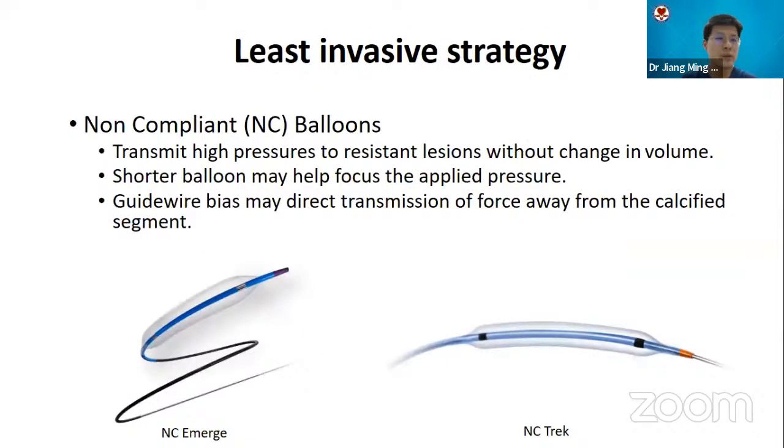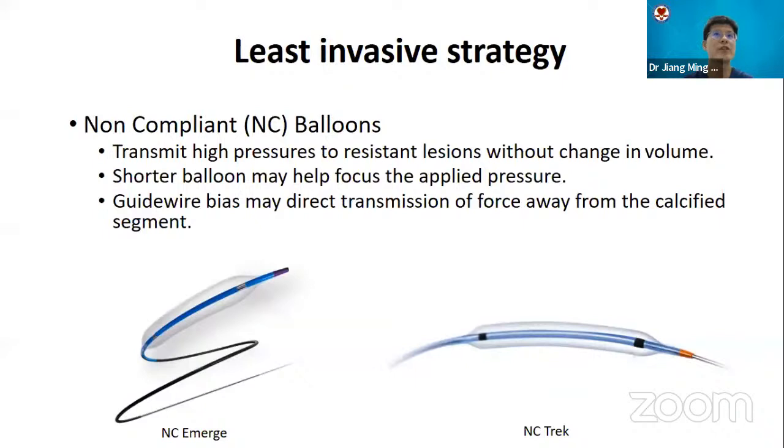Now, in a similar approach to crossing uncrossable lesions, a stepwise approach to lesion modification should be utilized, beginning with the least invasive strategy. Non-compliant balloons allow a transmission of high pressure to resistant lesions without a change in volume, thereby forcing the pressure within the lesion rather than transmitting it to other parts of the artery, as can happen with semi-compliant balloons. The shorter NC balloons can help to focus the applied pressure.